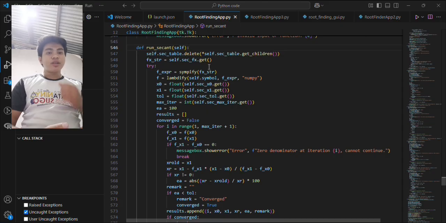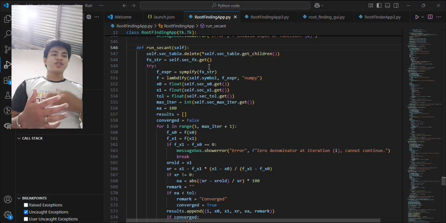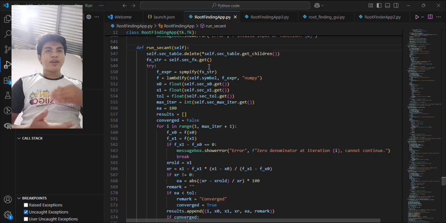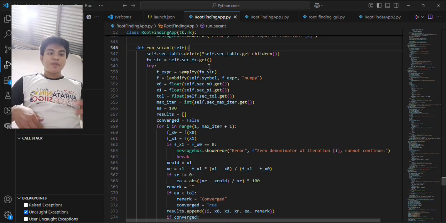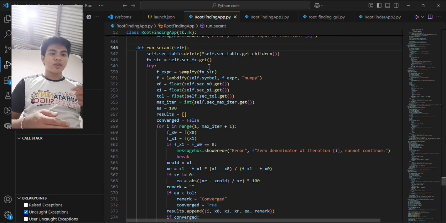The secant method is similar to Newton-Raphson but avoids derivative calculation. It uses two initial guesses and approximates the derivative by finite difference. The formula is xn plus 1 equals xn minus f of xn multiplied by xn minus xn minus 1 over f of xn minus f of xn minus 1.